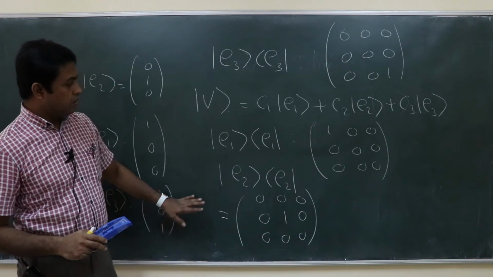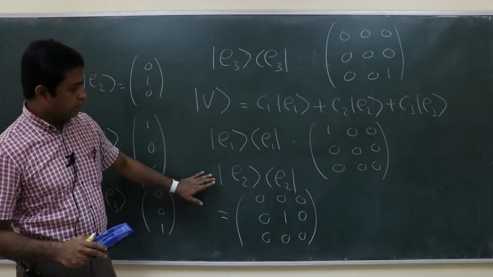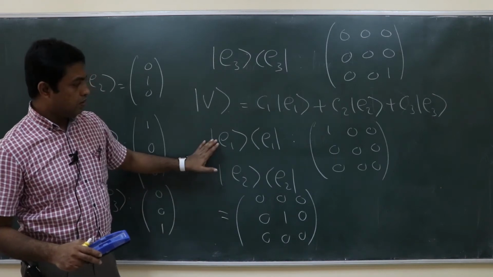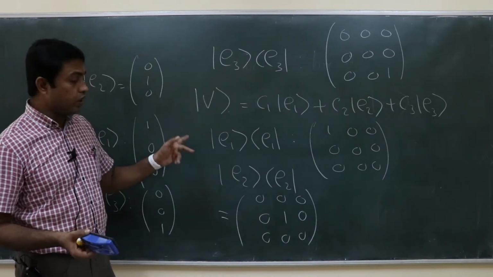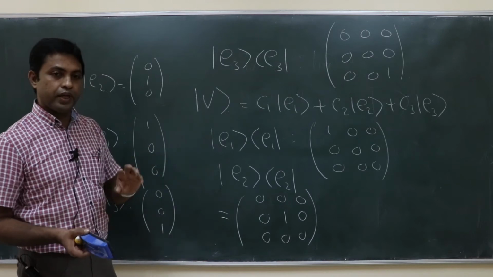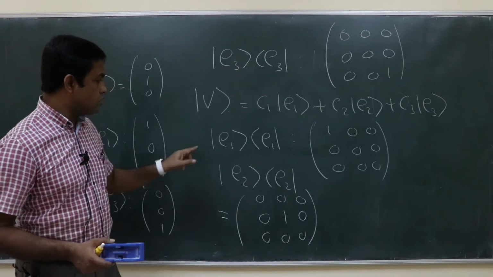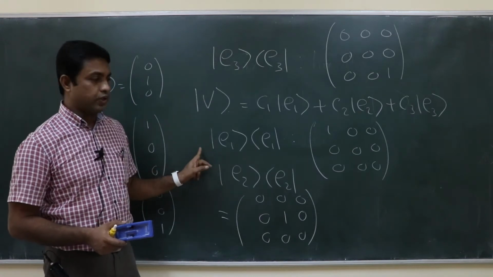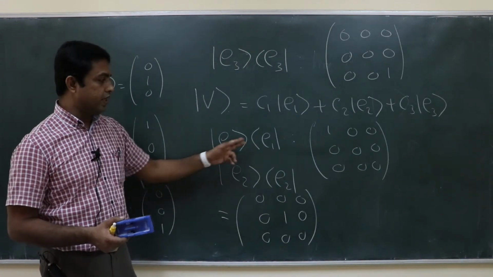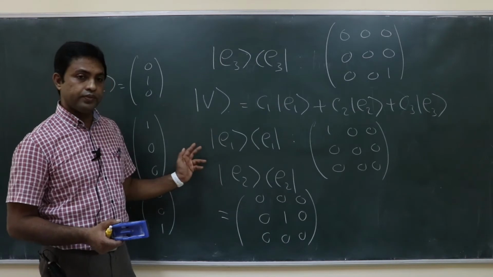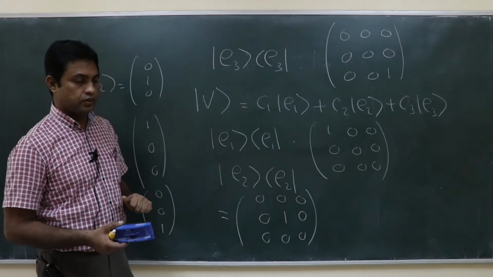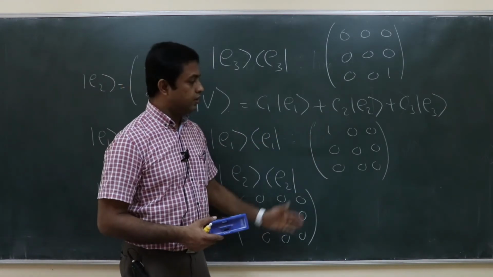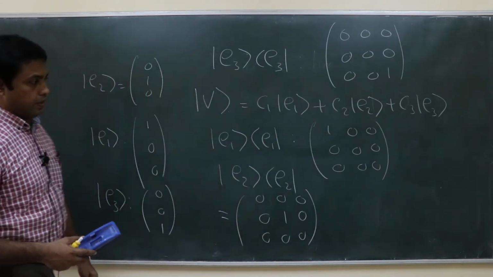Fine. So you have these three, some kind of product. They are not inner products. If it is an inner product, you get a number. So this is actually called an outer product. Basically here you have taken the outer product of two unit vectors. So this is an outer product, which basically becomes a matrix, not a number.